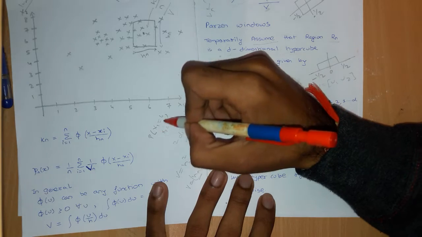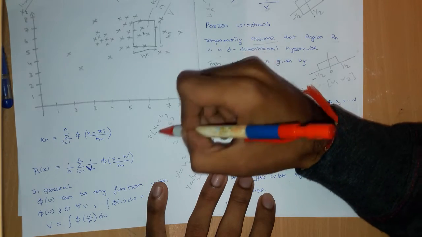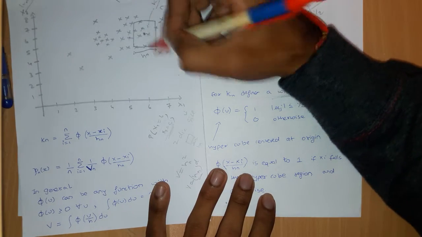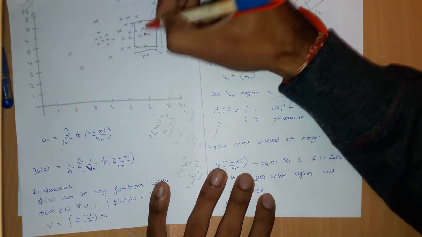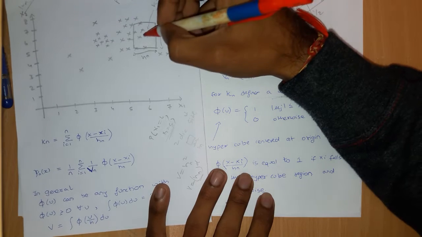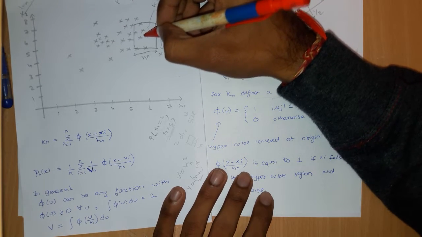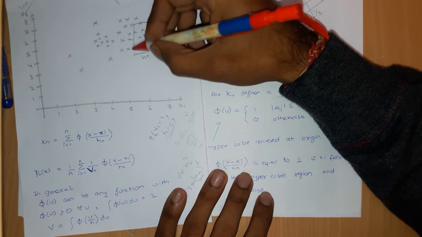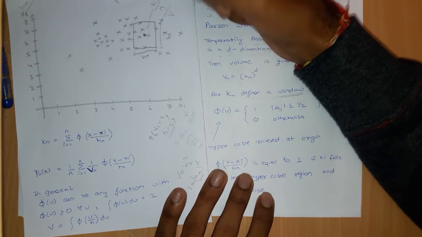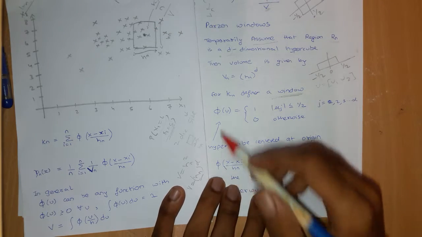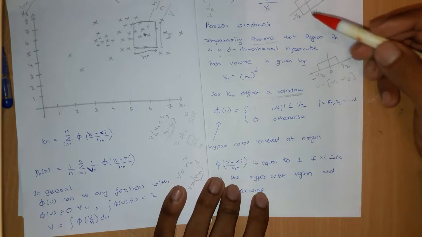So here you can see, suppose I wanted the probability for x1 equal to 6, x2 equal to 5. So then I first saw which is that point. That is the point of interest, the point whose probability I want. I centered it. I'm taking a window of which this is the center, and then seeing how many samples are there in the window. So here I have defined this phi like this.